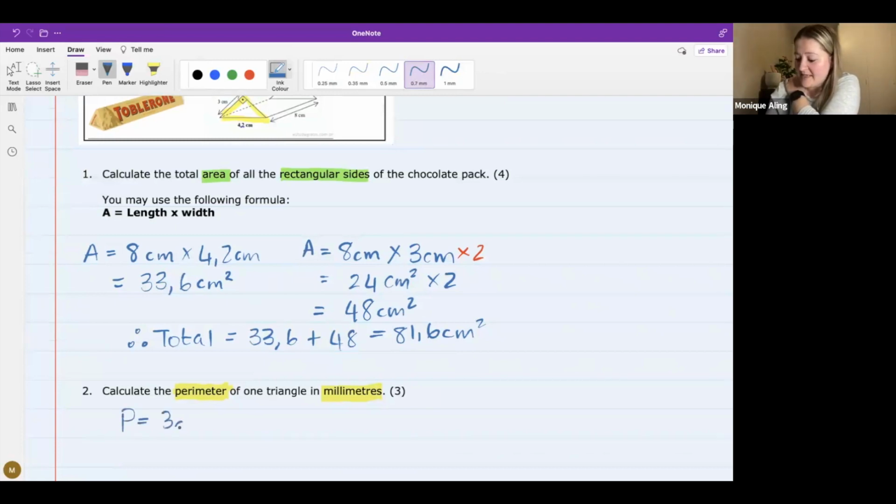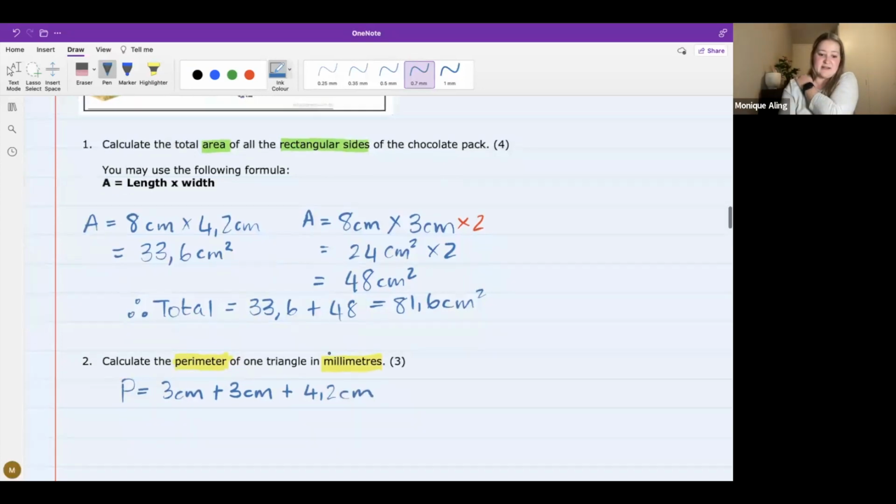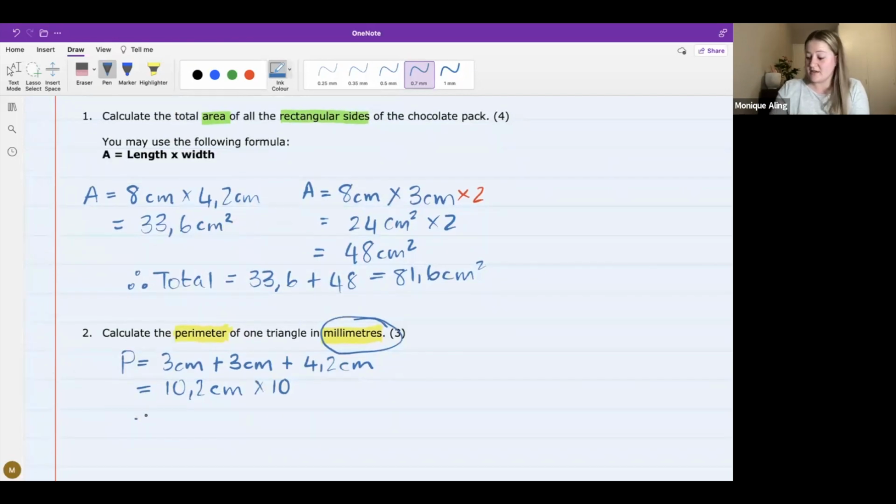So we have 3 centimeters on the one side, another 3 centimeters on the other side, and the bottom of that triangle is 4,2 centimeters. That gives you an answer of 10,2 centimeters. However, they wanted the answer in millimeters. So we have to times by 10. Remember, we need to know these conversions off by heart. And that gives us 102 millimeters. And because it's perimeter, we don't need to square the unit.